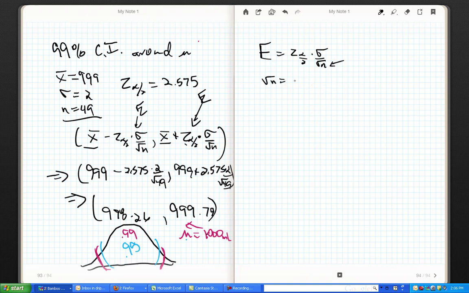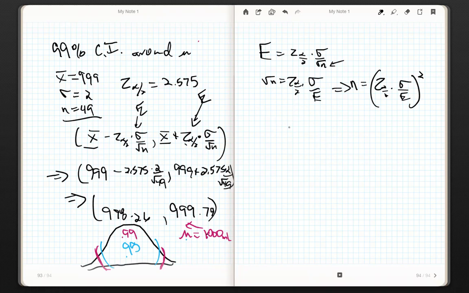I know that root n equals Z alpha halves times sigma over the error, which I'm going to choose. I'll show you how to do that in just a sec, which implies that n equals Z alpha halves times sigma over the error, and then I just square this whole thing. No brainer. All I did was algebra. So let's do this just for fun.